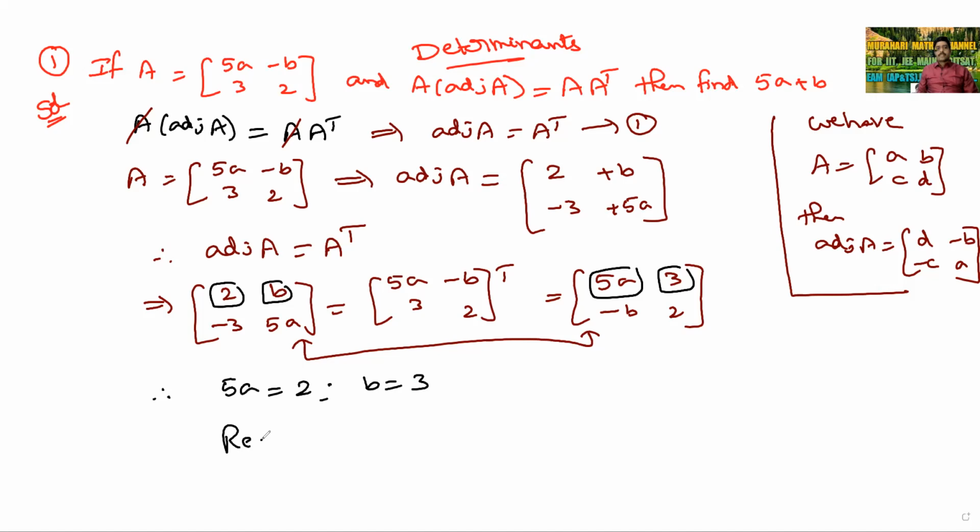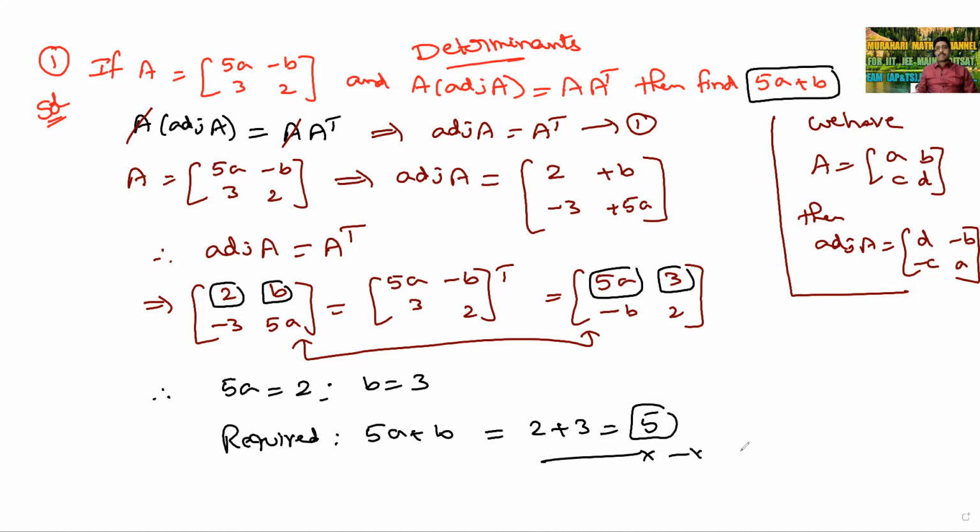So what is required? Required is 5A plus B. We have to find 5A plus B. 5A value we have got 2, B value 3, so the answer is 5.